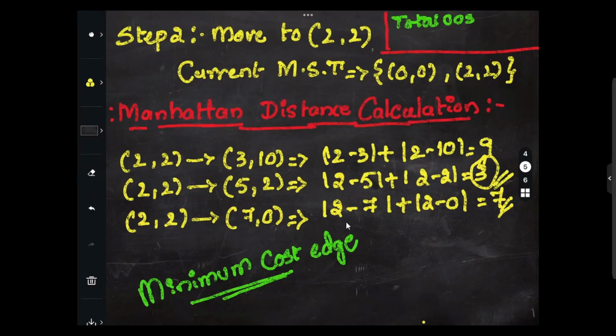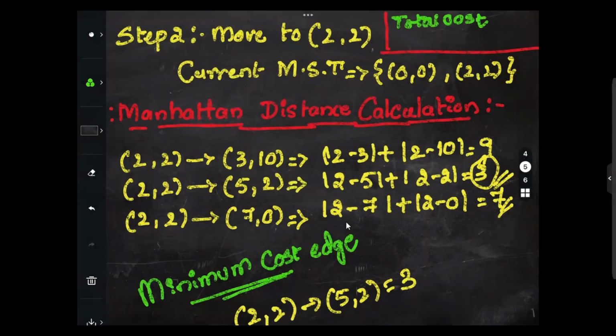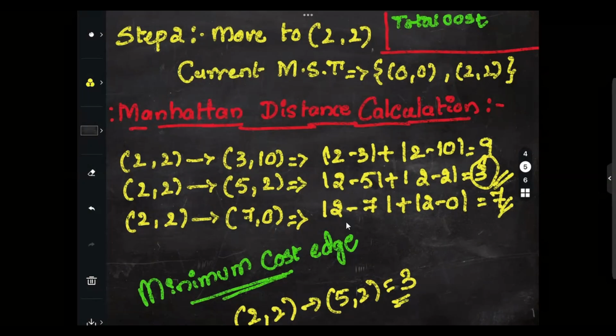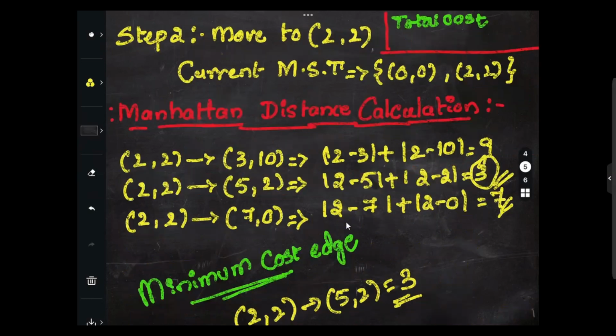the minimum value 3, from 2, 2 to 5, 2. So this will be 3, right? So the total cost will now be this one plus the previous one. So 3 plus 4, as the total cost for the first step was 4, is nothing but 7. Now the total cost we have here is 7, right? So this is fine. This is for step 2.